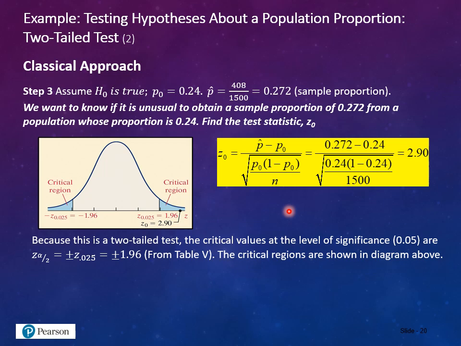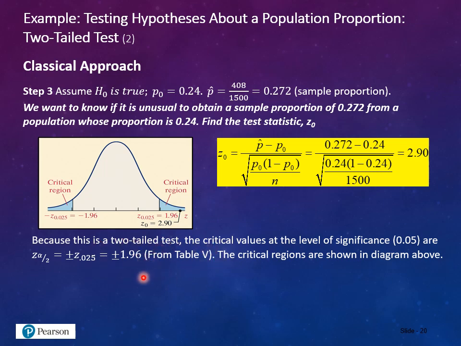So, with our level of significance, alpha being 0.05, this gives us a z sub alpha over 2 of plus or minus z sub 0.025. That's 0.05 divided by 2, right? Nothing strange there. And what we get here is plus or minus 1.96. And this comes from table 5.